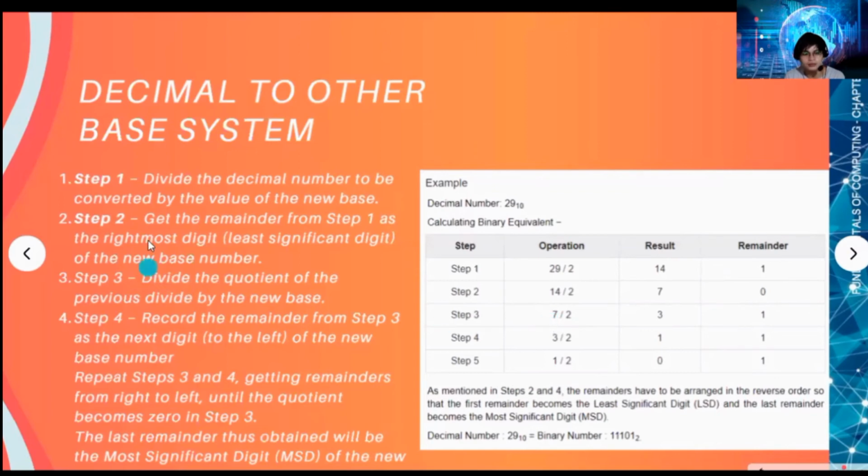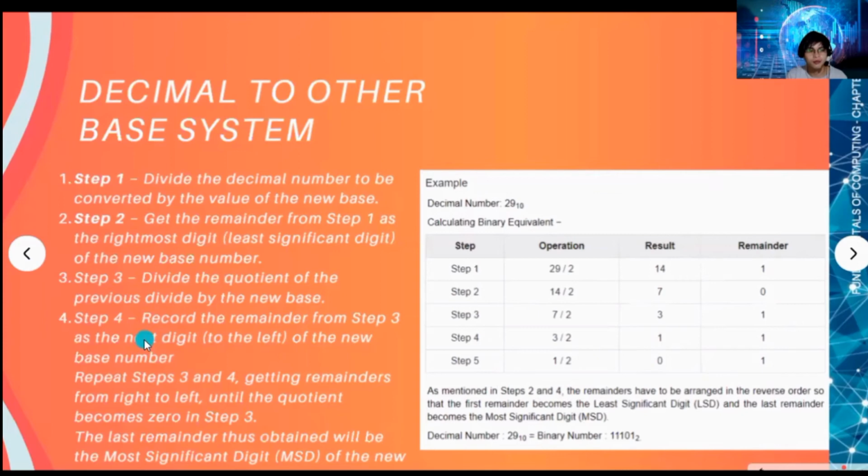Step 2 is to get the remainder from step 1 as the rightmost digit, or the least significant digit of the new base number. Step 3 is to divide the quotient of the previous division by the new base. So let us say the result was 7. 7 divided by 2 is 3.5. 0.5 multiplied by 2 is 1, so the remainder is 1. Then 3 divided by 2, and so on and so forth until the result is 0.